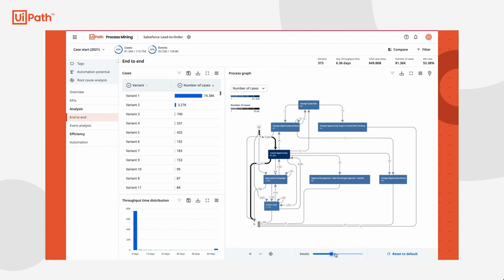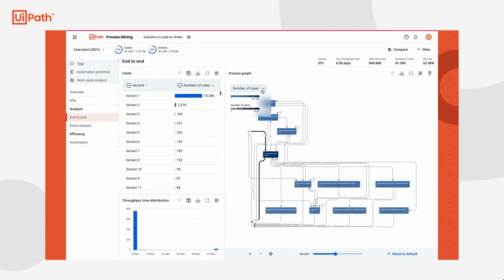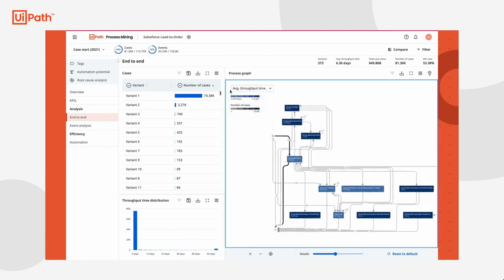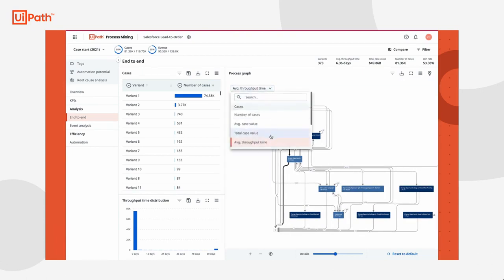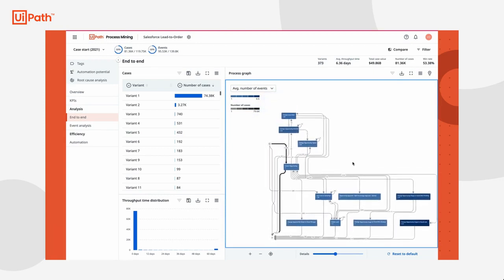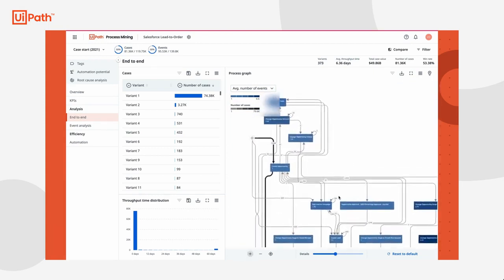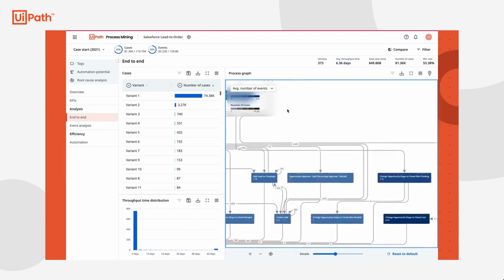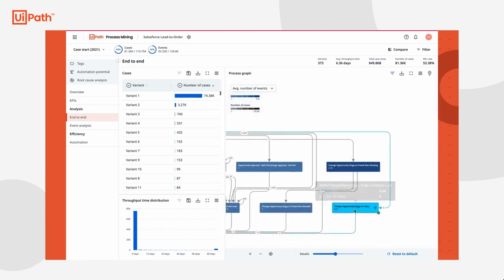If she wants, she can start exploring the process graph to see what bottlenecks are present by looking at average throughput time and seeing which activities take the longest, or look at where rework is apparent by checking the average number of events per activity. Once she finds something interesting, Tasha can filter for those instances that warrant deeper investigation to start performing analysis.